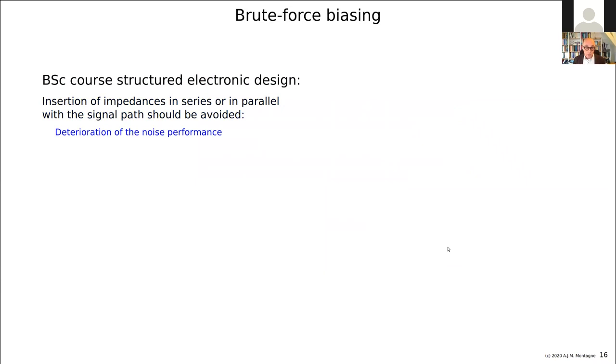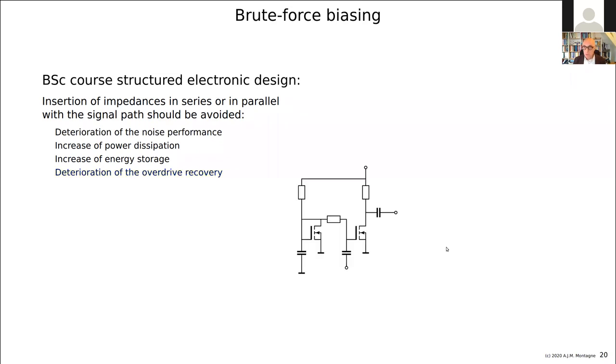Usually you get a deterioration of the signal to noise ratio, of the noise performance. You have an increase of power dissipation or an increase of energy storage, and maybe resulting in deterioration of the overdrive recovery. So let's see in the circuit, and here I have some circuit, just picked up one from the examples. Where do we speak of brute force?